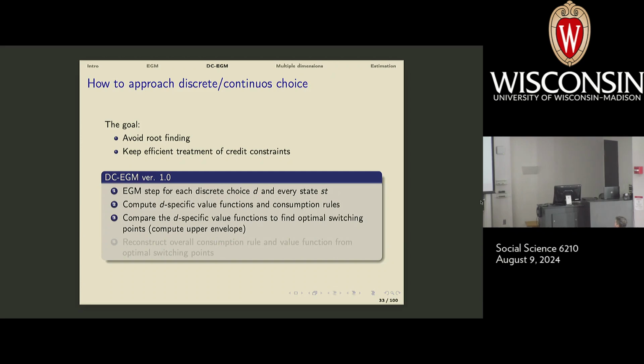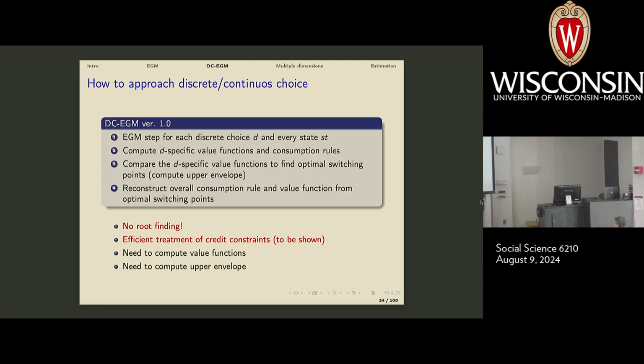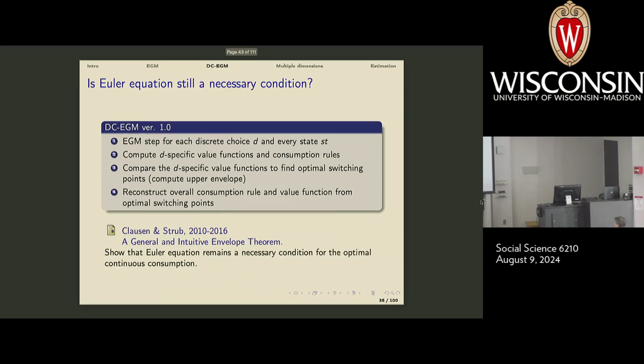So this calls for the calculation of the upper envelope of a set of value functions recovered by the EGM method. That allows us to reconstruct the overall consumption rule by stitching together the corresponding consumption rules for each of the value functions. So, no root finding, probably efficient treatment of the credit constraint, but we need to compute the value function and calculate the upper envelope. So there is more work to do. Previewing the result, this is going to be 100 times faster than VFI, not 1,000 times faster.